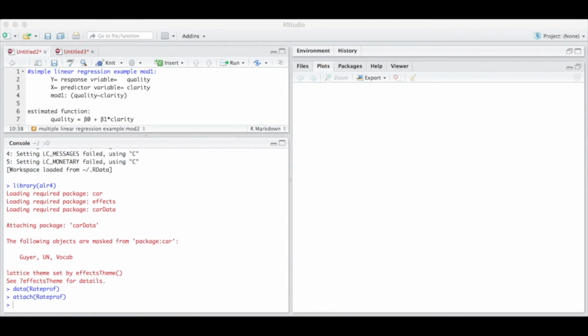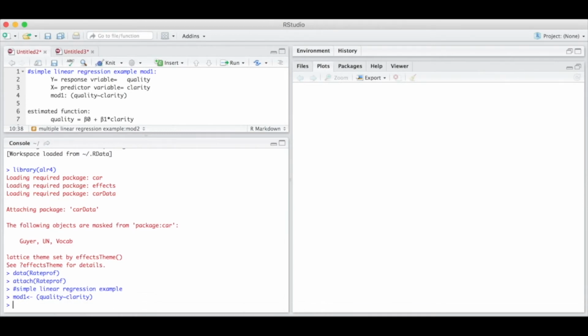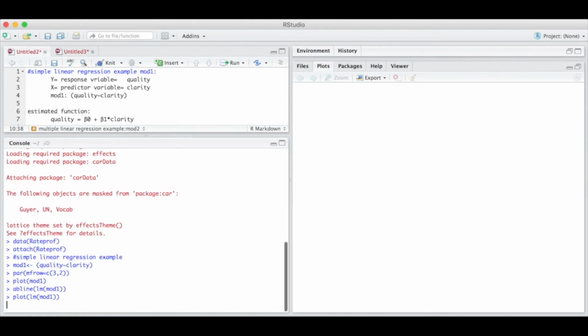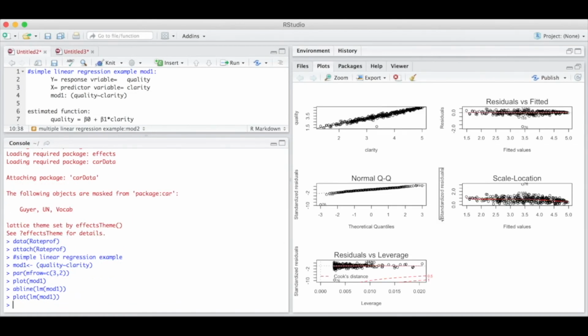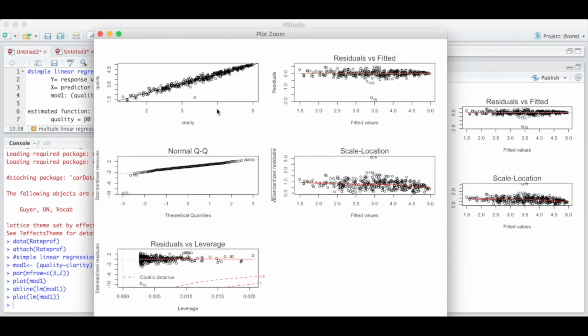Now we move to the simple linear regression example. First, we set Model 1. We used the par function to divide the plot screen into 6 parts and make the scatter plot with a trending line, and we plot the function lm model 1. We move to the plot screen.